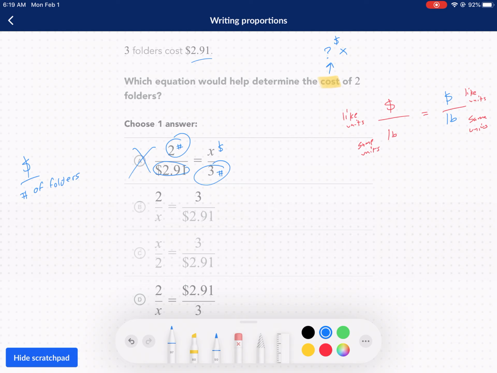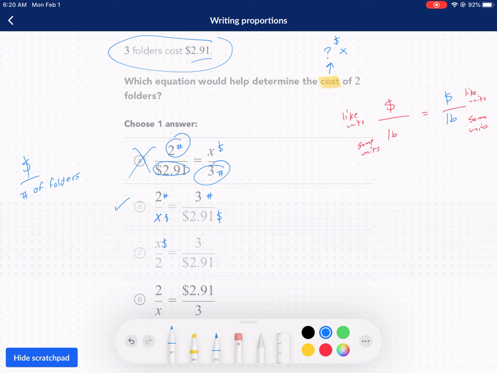Oh, look at letter B. Letter B says we want to know the number. Well, over here we have the number over the cost. X is our cost, we've already determined that. And then we have the number for 3 folders over the cost of 3 folders. The cost of 3 folders was $2.91. So this one actually looks good. We're going to come back to it. Let's just go through some of the other ones.